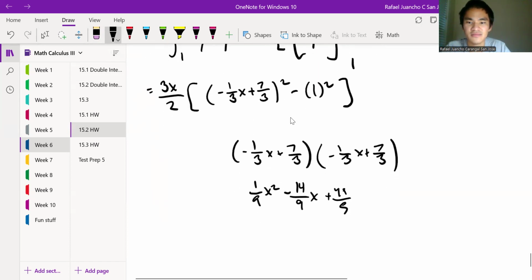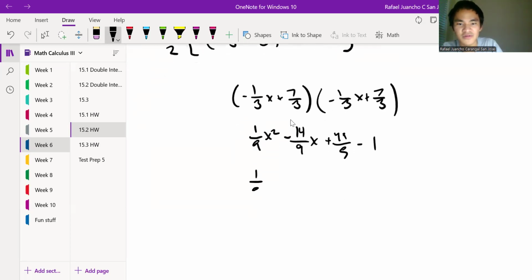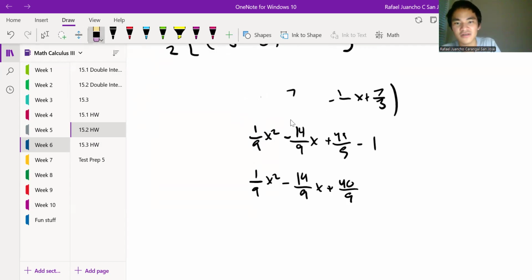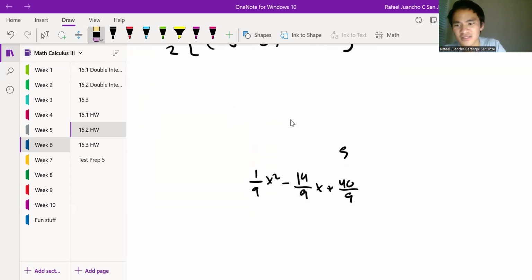Looks nice and clean. And then I do -1, so -9/9. Or honestly, -1 is fine. Then that gives me 1/9 x squared minus 14/9 x plus, then this one is 49 minus 9. This just gives me 40/9 here. And so that's my, okay, it's actually not that bad. Not super bad. That was going to be something that's really annoying, but cool.